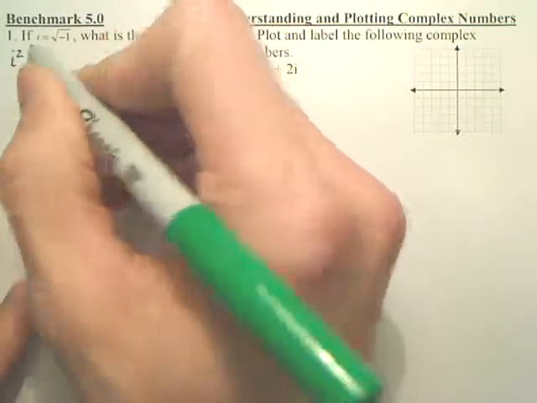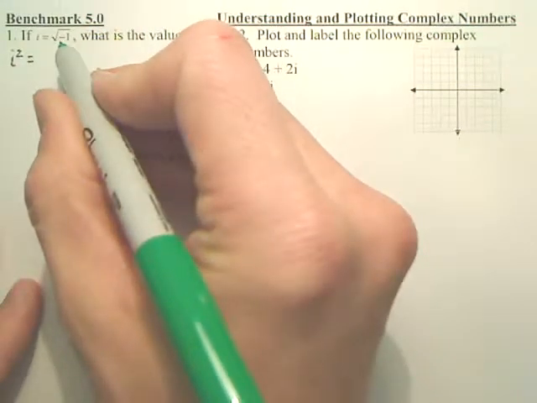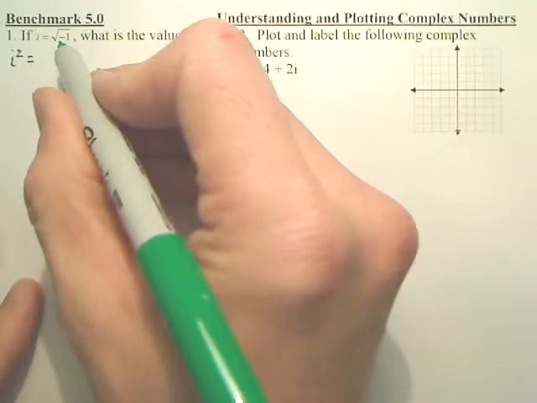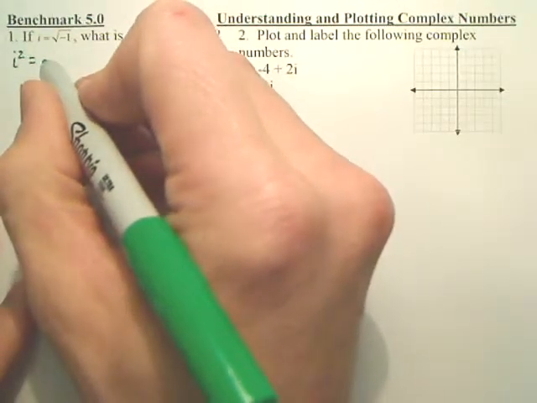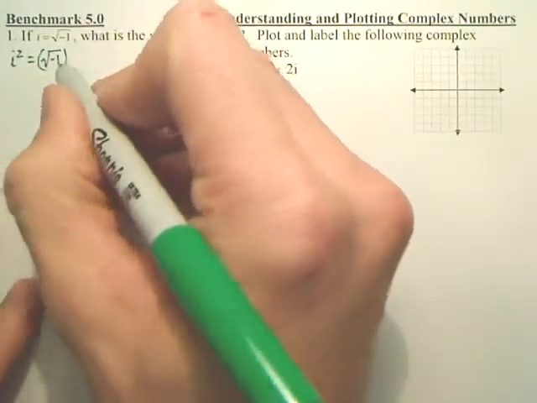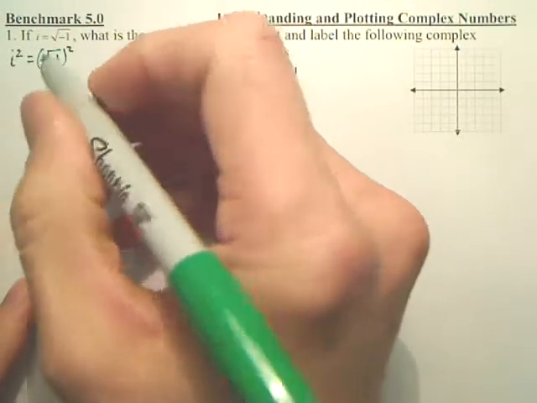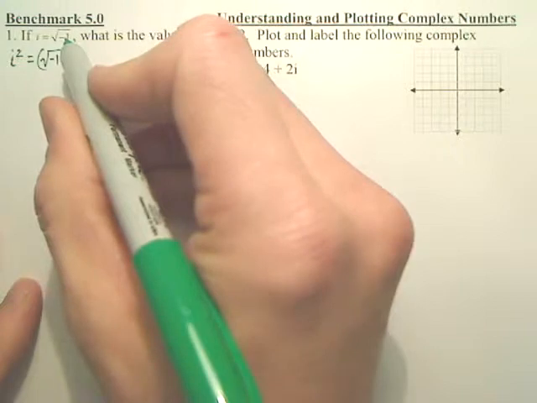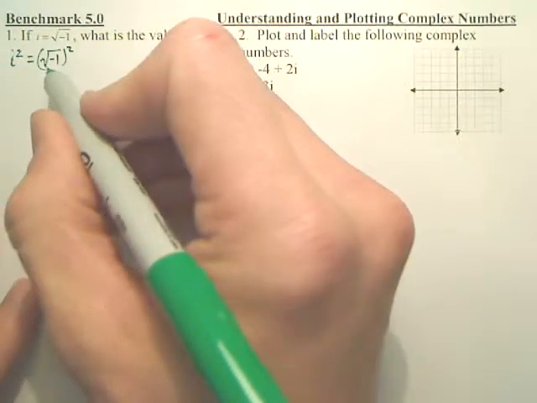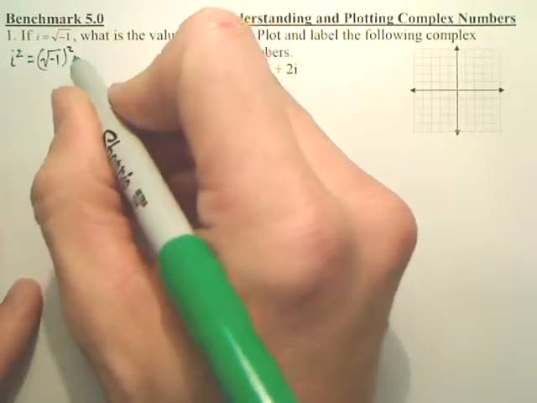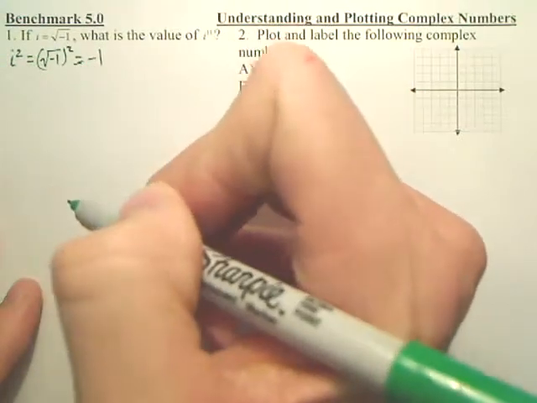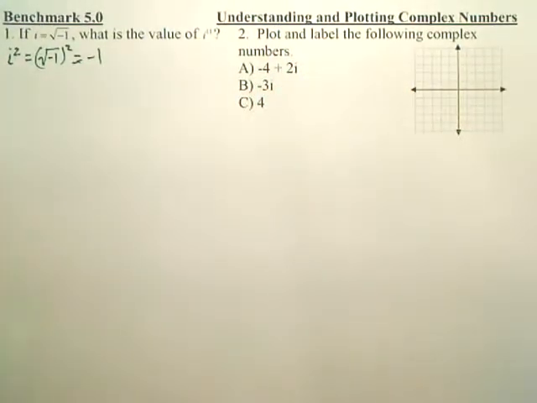i squared, well, what happens when you square a square root? i squared is equal to the square root of negative 1, squared. Okay? i is the square root of negative 1. Whenever you square a square root, do you understand the square root drops out, leaving you negative 1. So, i squared is negative 1.